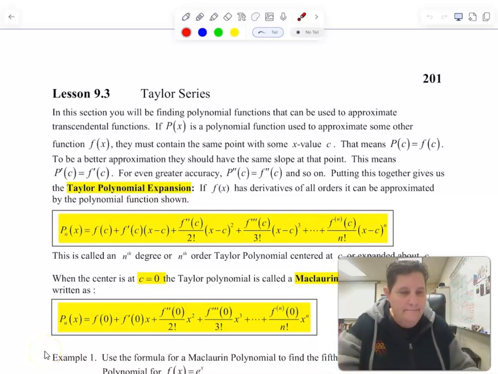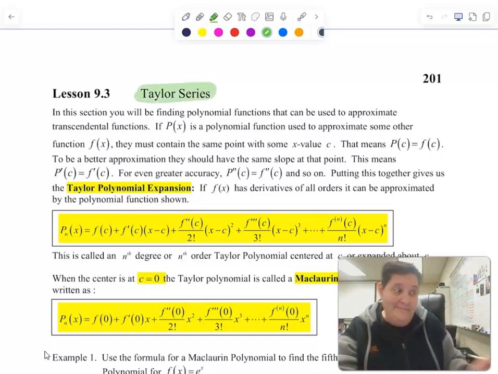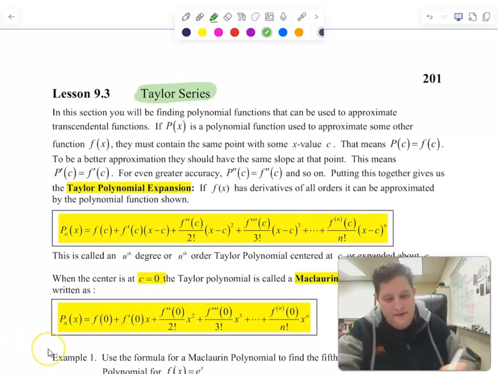Now this is most likely going to be the most critical lesson in this section because this is where we start talking about Taylor series. And Taylor series are a pretty big deal, okay? It's kind of what this chapter is entirely based on, alright? Okay, so let's go ahead and read through this for a minute.